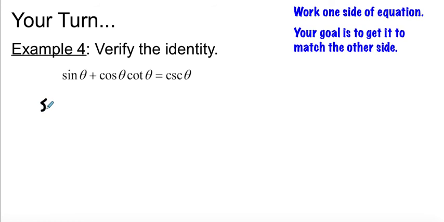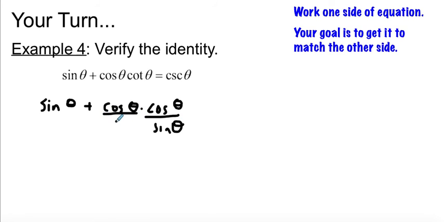So sine there is already in terms of sines and cosines. Plus cosine theta. And then that cotangent, I might as well write that in terms of sines and cosines. So cotangent is cosine over sine. Right, I'm just going to remind myself, and I'm going to put a 1 down here so I don't mess anything up.